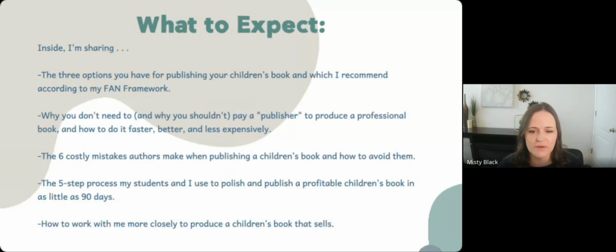And again, for those who joined us a little bit later, inside I'm sharing the 3 options you have for publishing your children's book and which I recommend according to my FAN framework. I'll also suggest which one you should avoid. We're going to cover why you don't need to and why you shouldn't pay a so-called publisher to produce a professional book, and how you can do it faster, better, and less expensively.